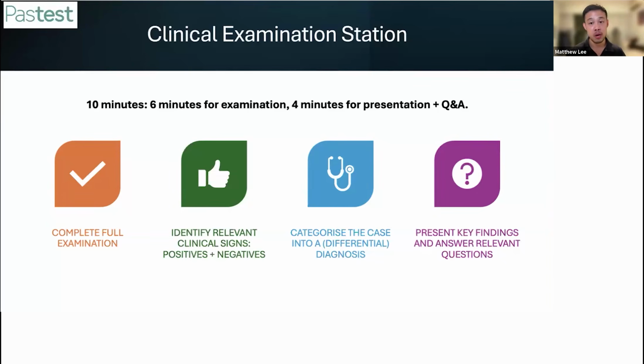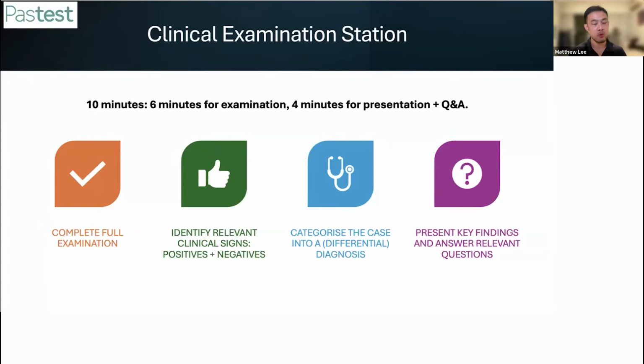Just to give you an idea of the clinical examination format, they're all 10 minutes each, and they consist of a 6 minute examination followed by 4 minutes, which includes your presentation and some follow-up questions from the examiner. You need to finish your full examination in 6 minutes, and that's challenging for certain examinations like the neurology station, where there's quite a lot to get through. Hopefully you now have an idea of what is expected of you in the examination.